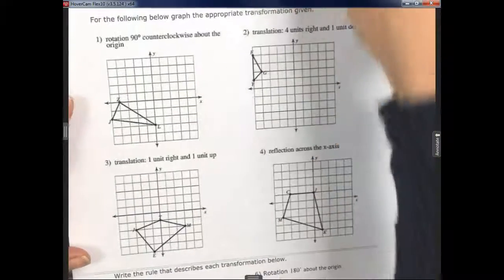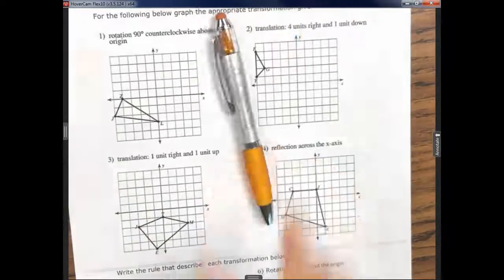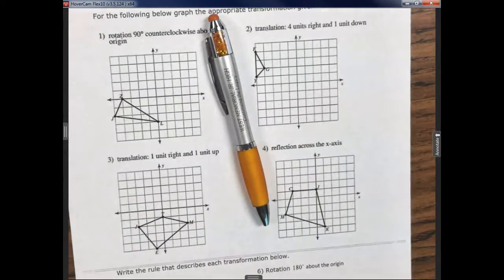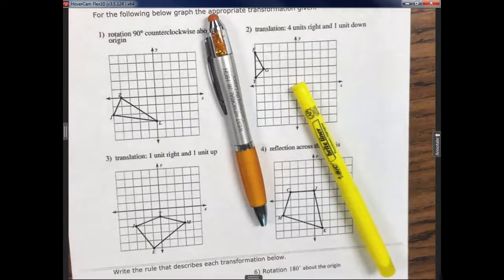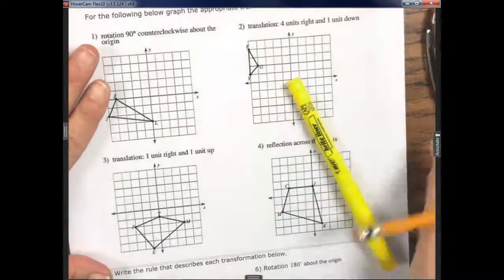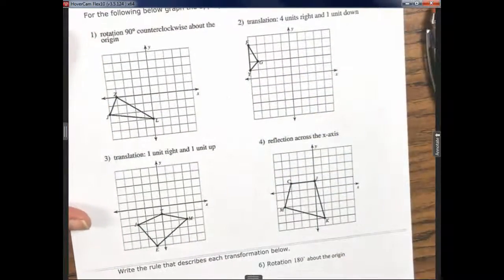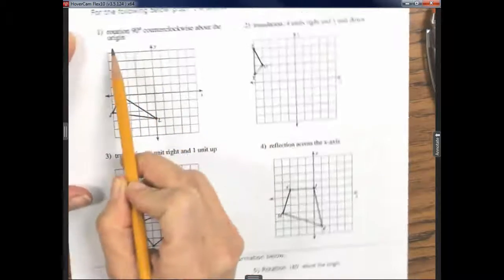All right, so on number one, you guys need a pen. You guys need your favorite highlighter. And you guys need a pencil. Yeah, that'll work. All right, so on the first one right here, you got to make sure you pay attention.